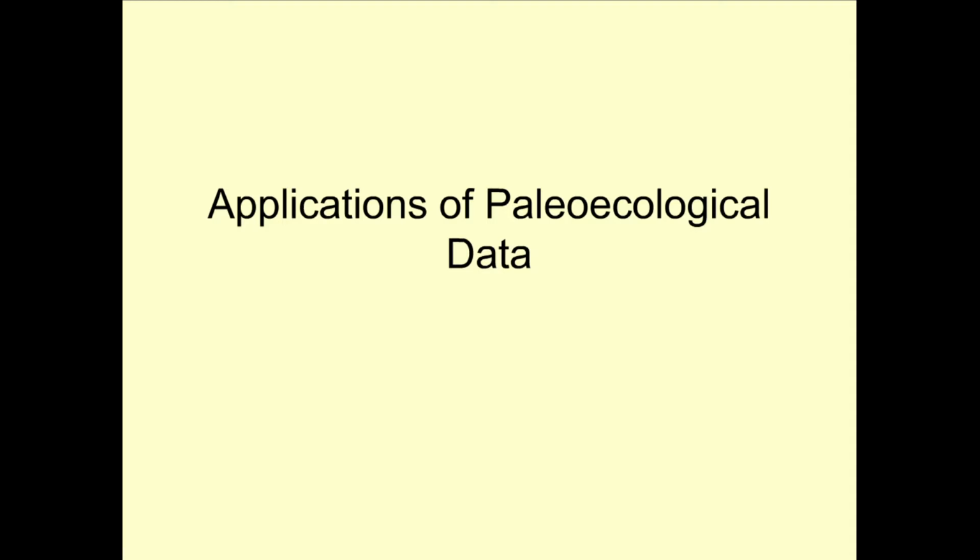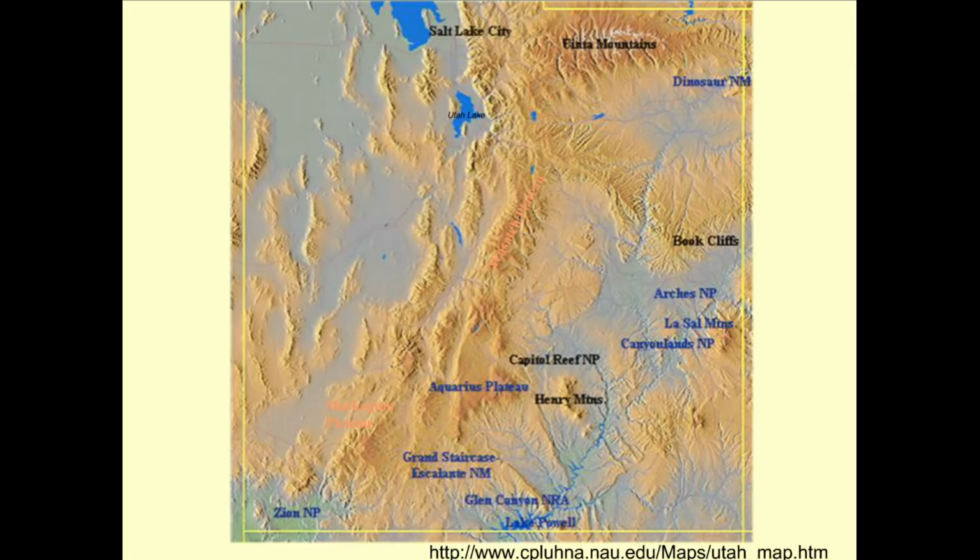So what I'd like to talk about next are just a couple of examples of some research that I've done where I've taken paleoecological data and worked with, or am working with, land managers to try to come up with information that can be used. One of the sites or studies is close to home here in the Great Basin. It's looking at the spruce beetle outbreaks on the high plateaus in Utah.